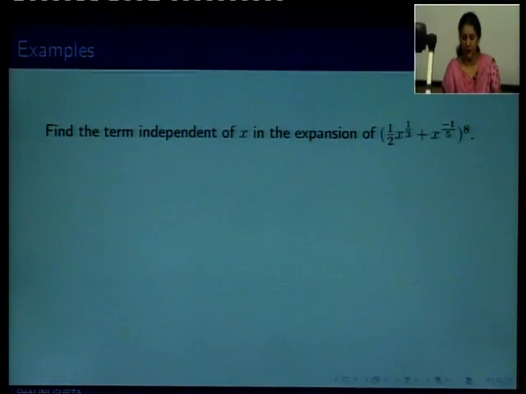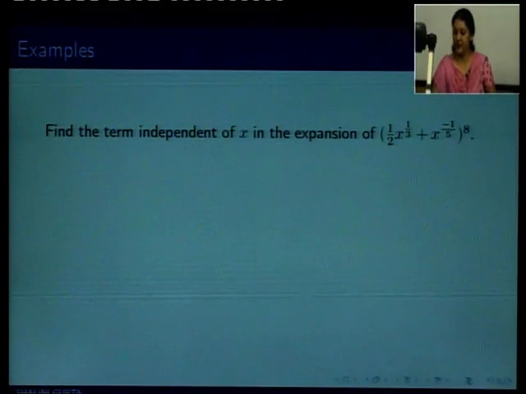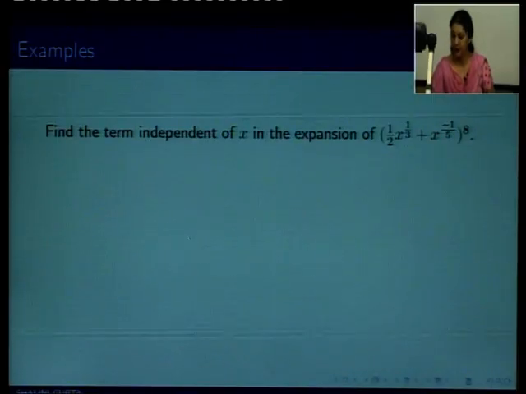Next, suppose I have to find the term independent of x in the expansion of (1 upon 2 x^(1 by 3) plus x^(minus 1 by 5)) whole raised to power 8.